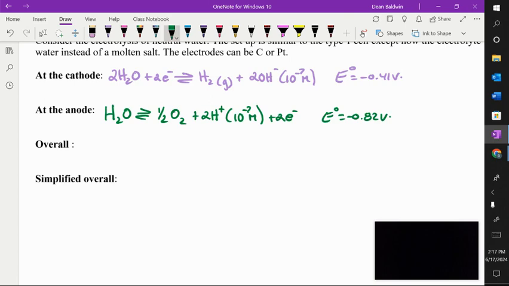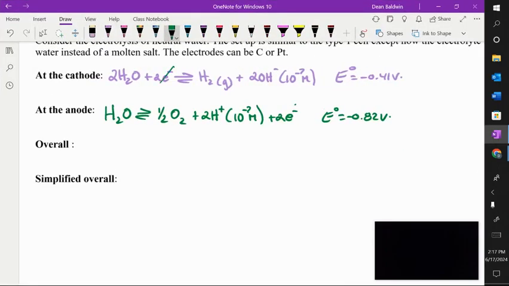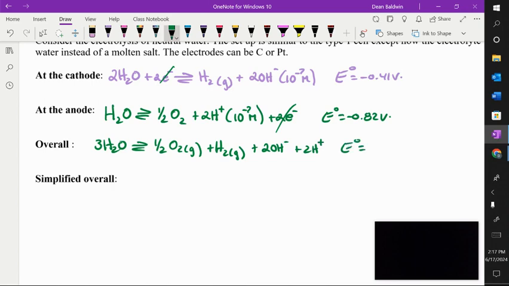So the overall reaction, if you add them together, the electrons will cancel out. You're going to get 3 water molecules will be reduced to 1/2 O2 gas, hydrogen gas. You're going to have 2 OH minuses and 2 H plus, which we'll simplify in a sec here. And the E naught for the cell all together is negative 1.23 volts.